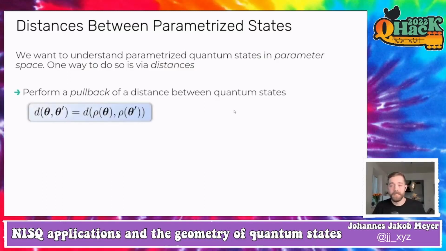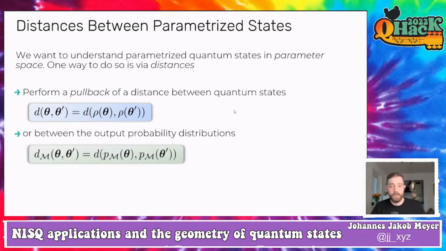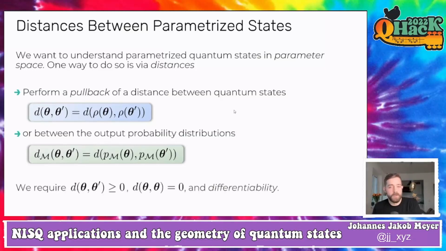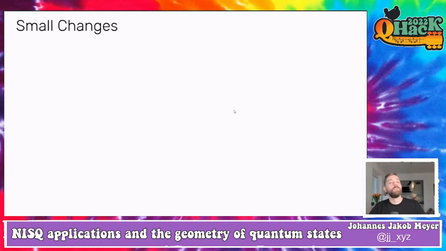So we take some distance d between quantum states and say, okay, the distance between the parameter values theta and theta prime is just the distance of the associated quantum states. And we can obviously also do this for the associated output probability distributions with some distance between probability distributions. In the following, we will require that this distance is positive, so there are no elements which have negative distance, and that 2 identical elements have distance 0. And we will also need differentiability of this distance.